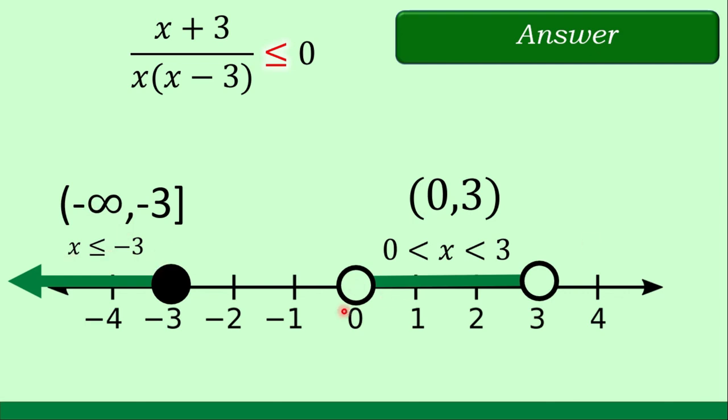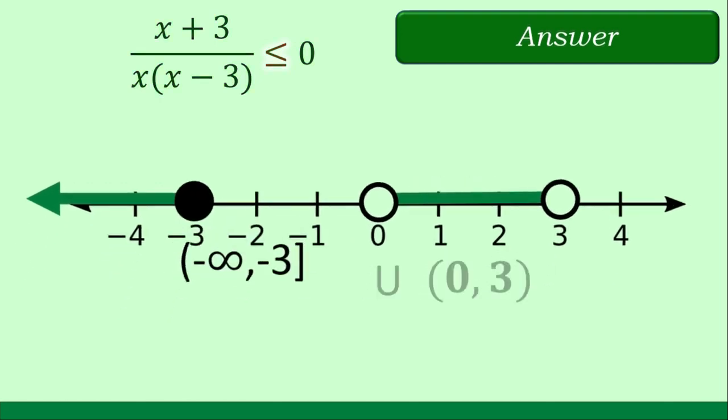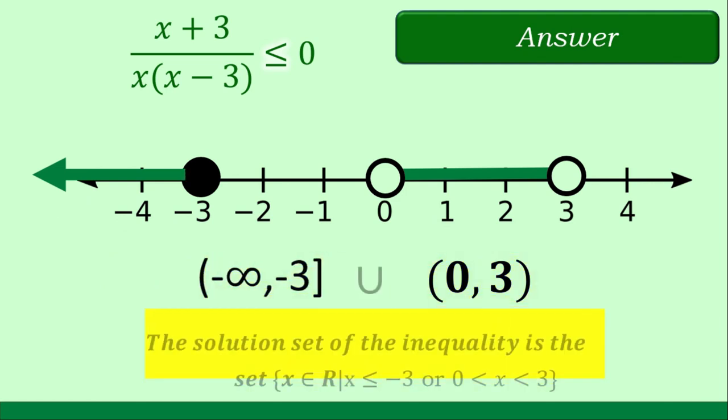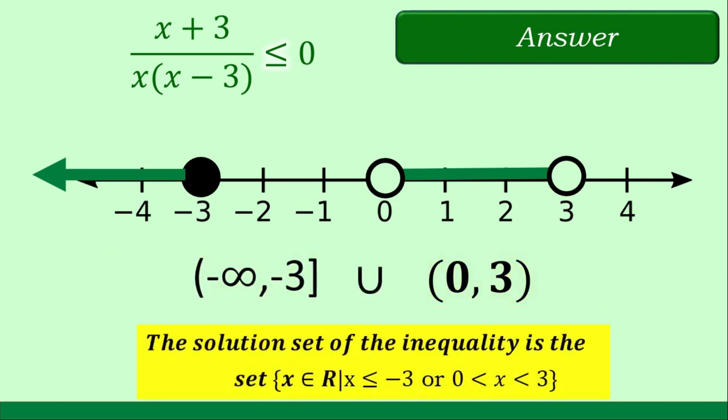So this would be our interval notation. So here's our answer now will be this. Do not forget that you are going to include the union. So we have here the union of these two sets of answers. So that's for the interval notation. For our set notation, we are going to write it in this form. We have the solution set of the inequality is the set of real numbers x such that x is less than or equal to -3 or x is greater than 0 and less than 3. So that would be for your set notation. So this is now our answer in 3 formats: the graph, the interval notation, and our set notation.